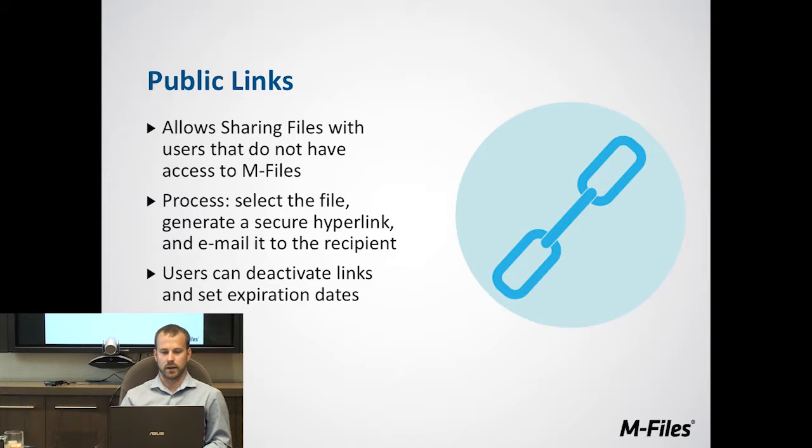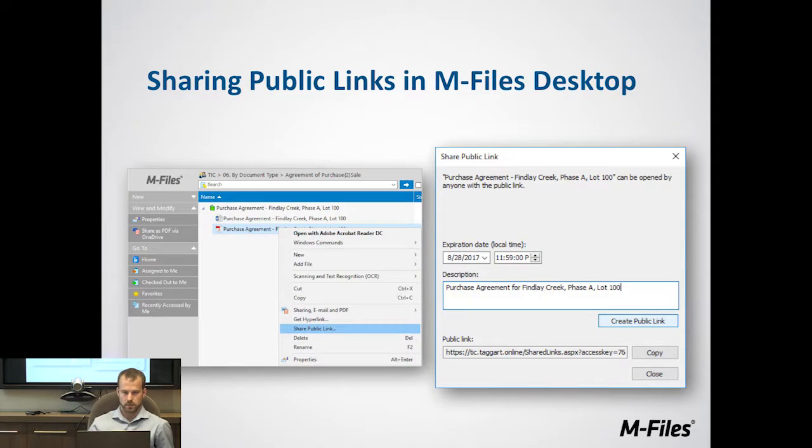We'll take a look at how to do this and what it looks like, but basically you create a public link, it's going to create a read-only version of that document and make it available to people outside M-Files. This ensures that they're always getting the latest version of that document without you sending them updates of the different versions.